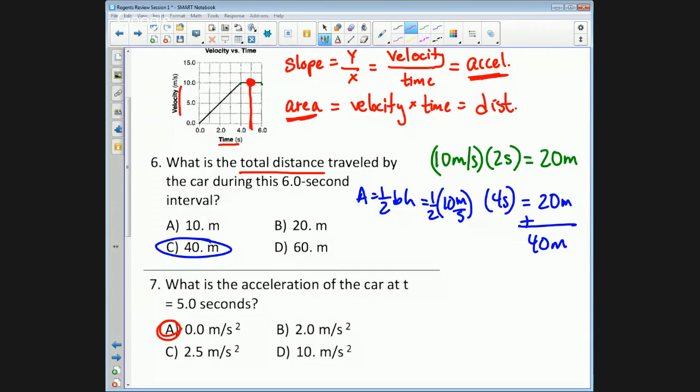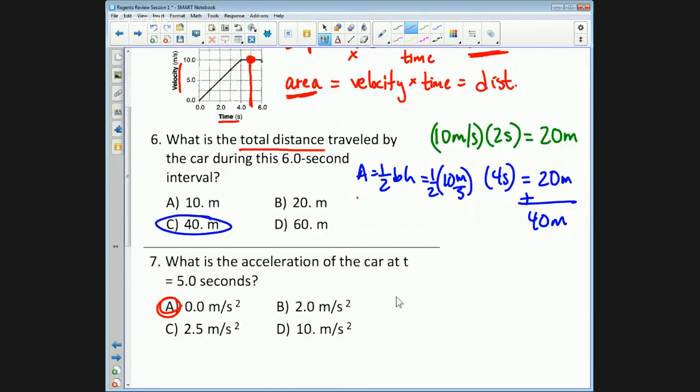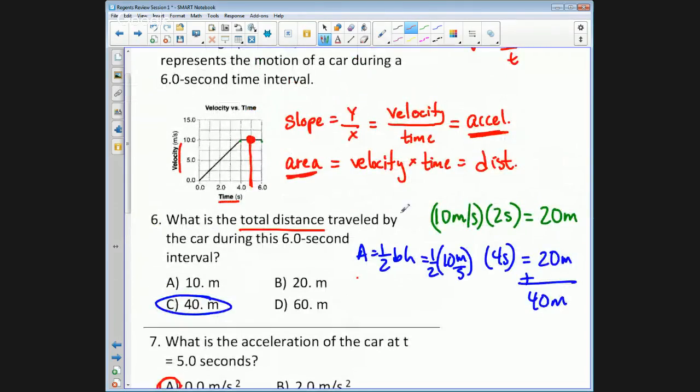Okay, it's back. And I was talking about the previous question. What previous question? Number 6? Oh, number 6, 10, 10 times 4.